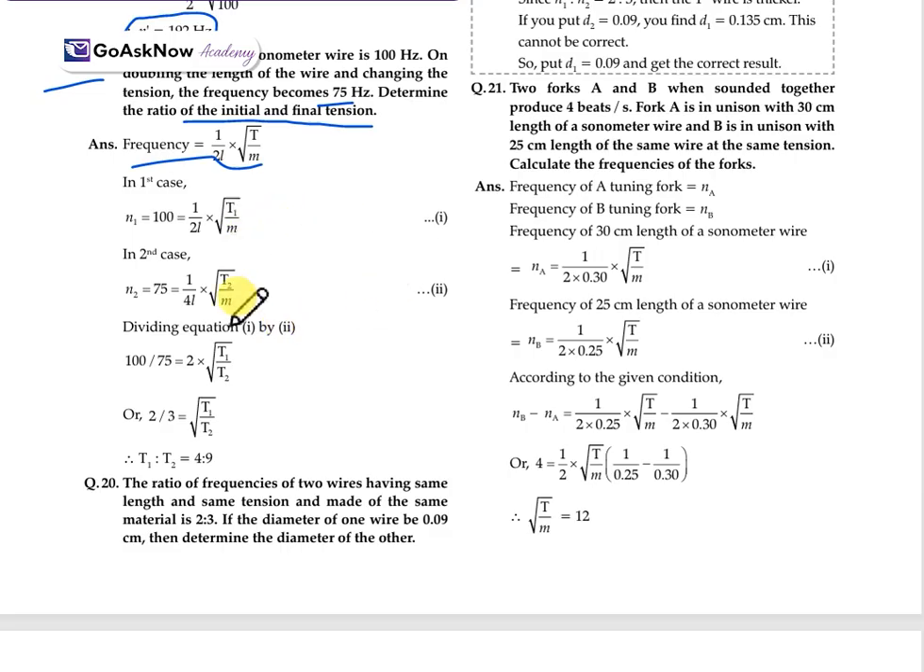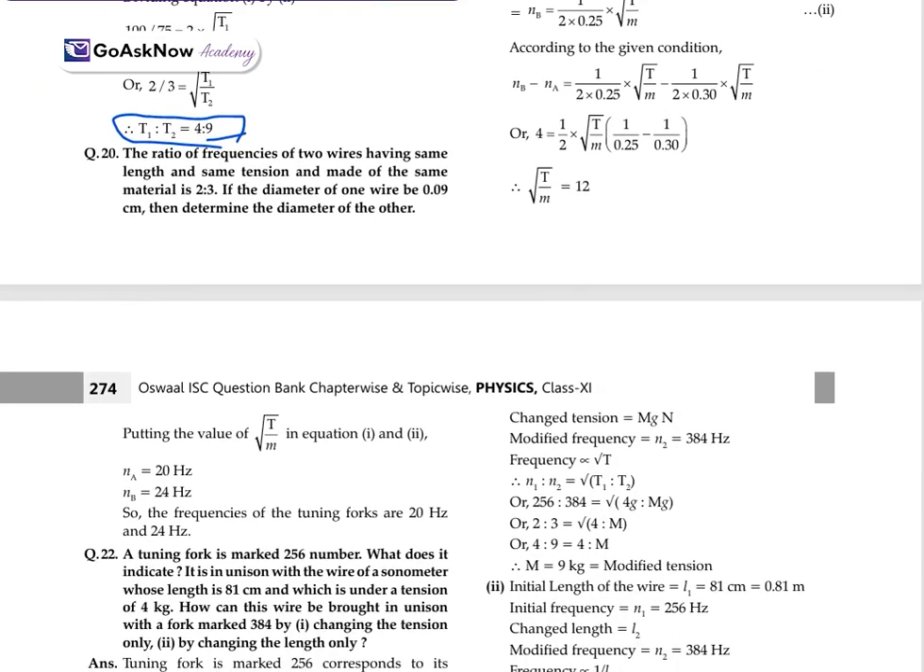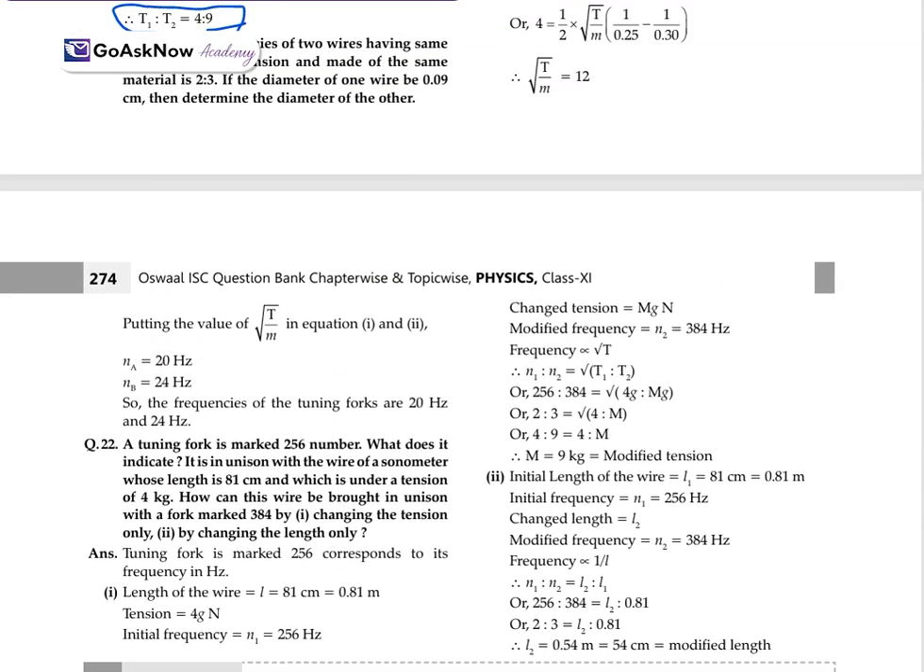And when we divide both equation 1 and 2, we get the ratio. As we have to write the ratio, T1 ratio T2 is equal to 4:9. Now, that would be the last one.